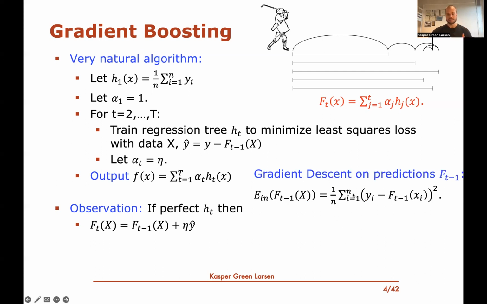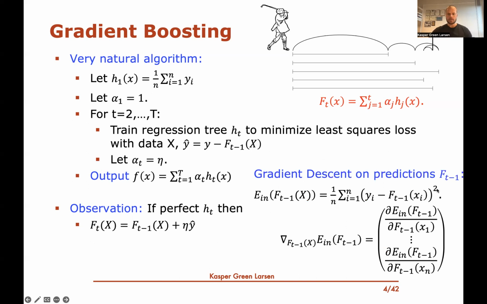You average over all the training examples, you take the true label minus the prediction, and you square it. Okay. Now, if I want to do gradient descent, I need to compute the gradient of this, with respect to, I guess, this f_{t-1}(x), the current predictions.